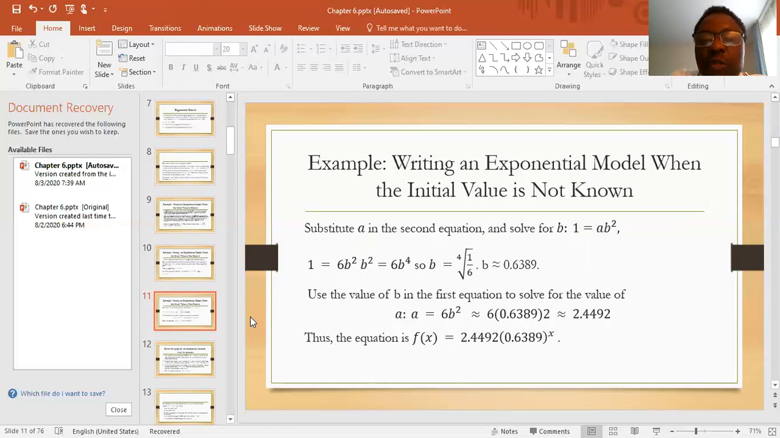Now from the second point, 1 will be equal to a times b squared. So we have that 1 equals 6b squared times b squared, which is 6 times b to the 4. So b equals the fourth root of 1 over 6. Using a calculator, you will get that b equals 0.6389.